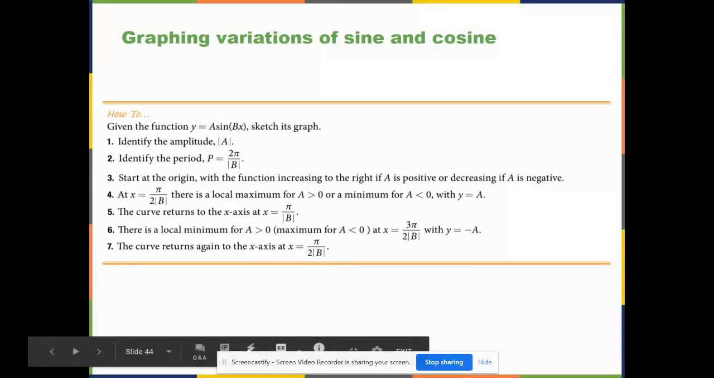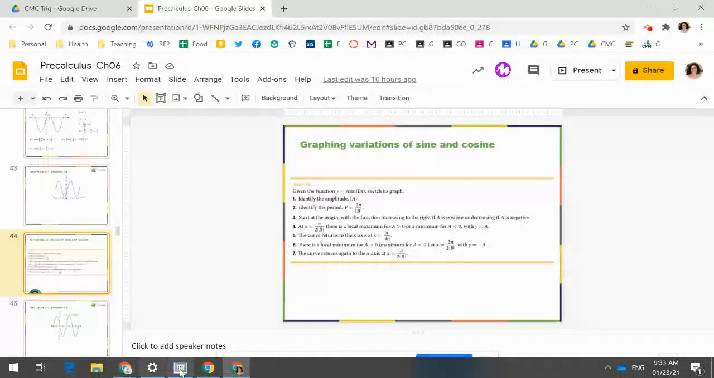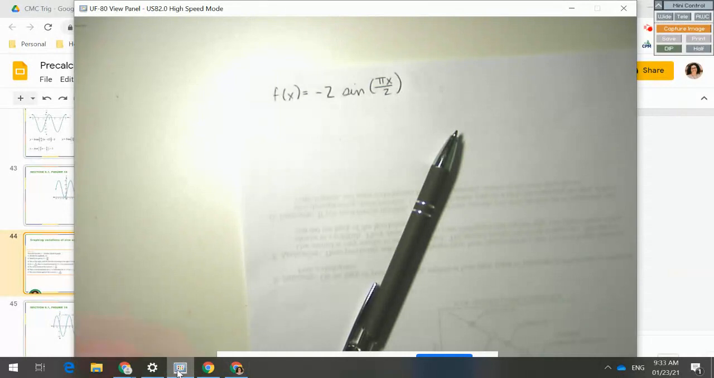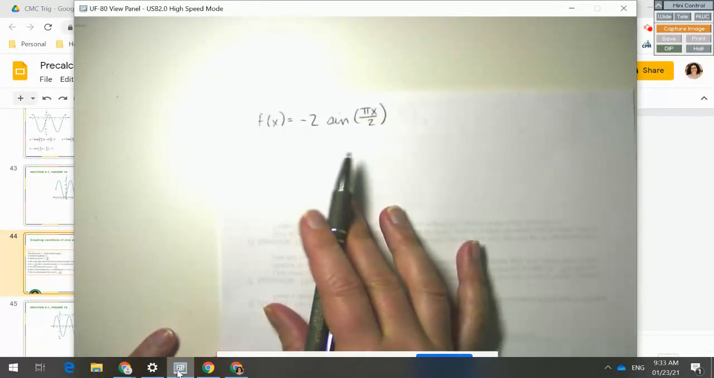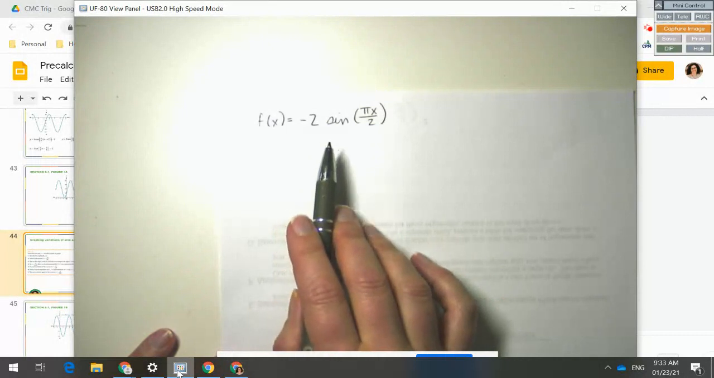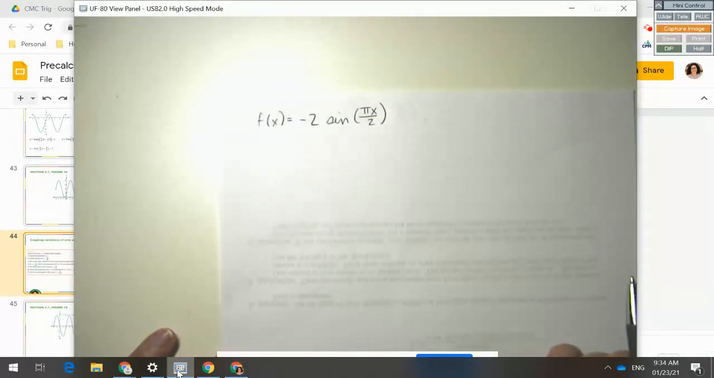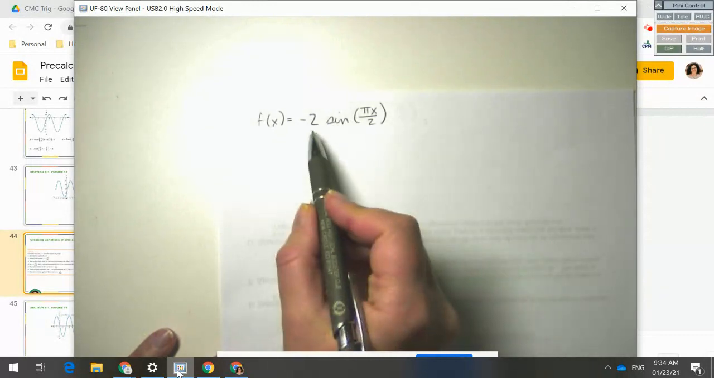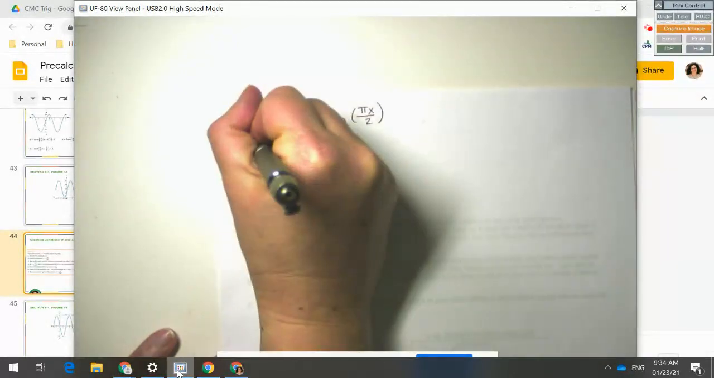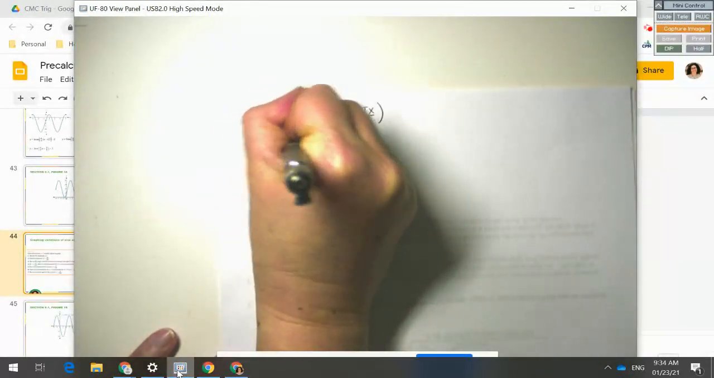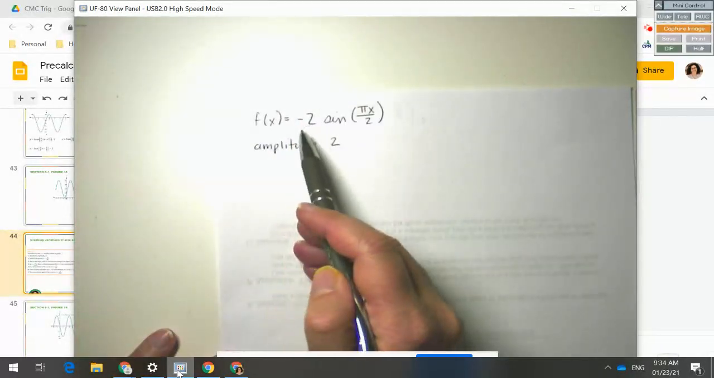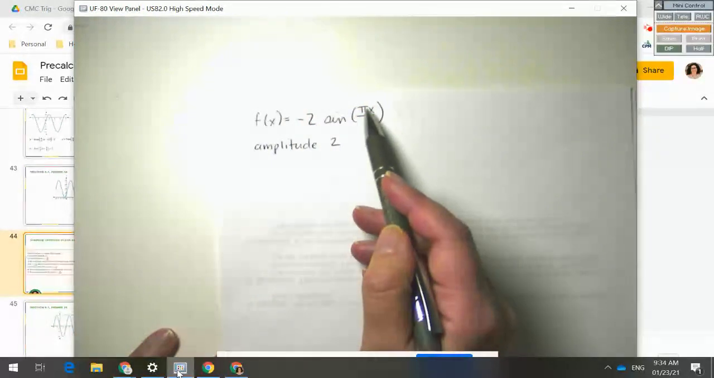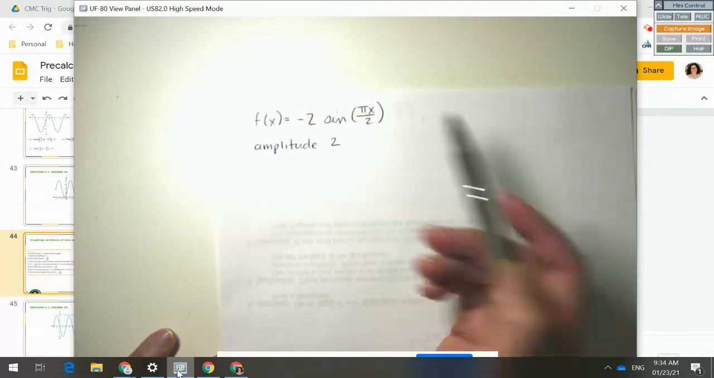So let's do these examples. All right, what if we have this equation? F of x equals minus 2 times sine of pi x over 2. All right, well, let's take a look. Our amplitude is 2, right? This number out here.